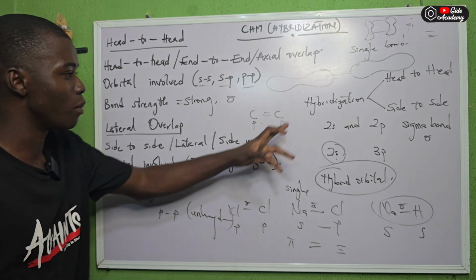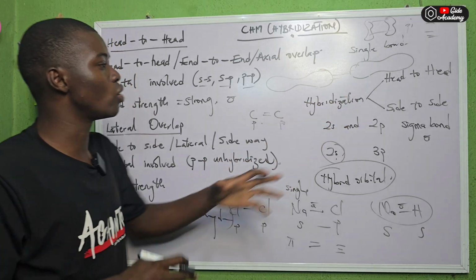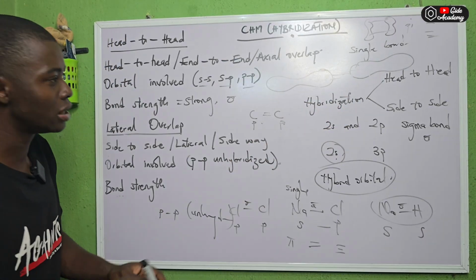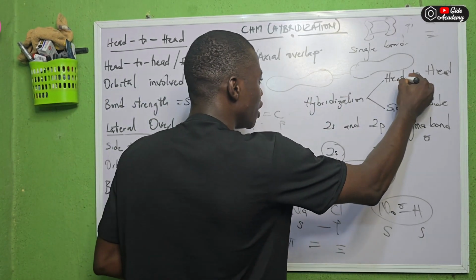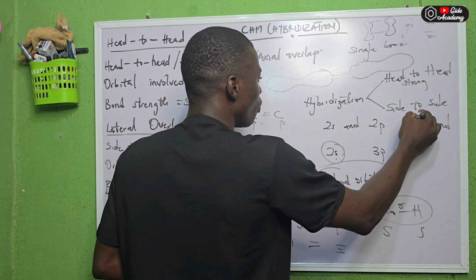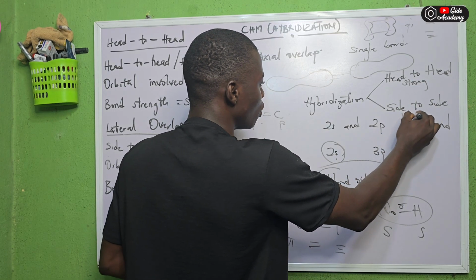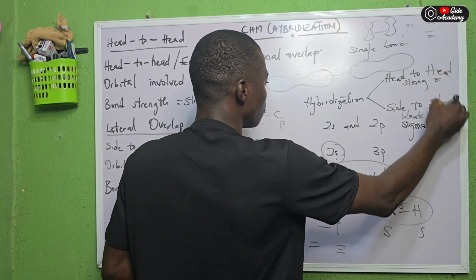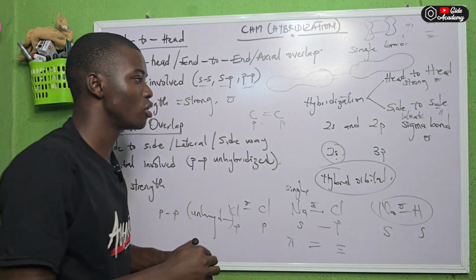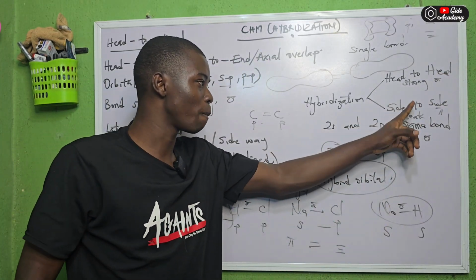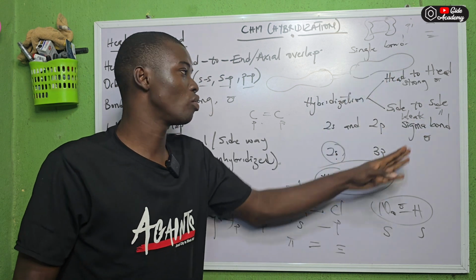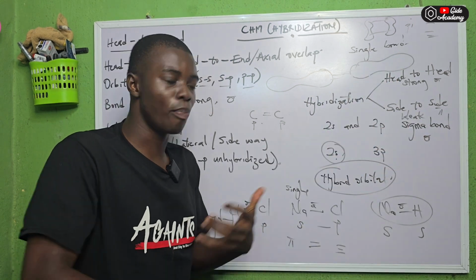Like I said, overlap is divided into two. We have head to head or side to side. Head to head overlap is very, very strong. The bond is very, very strong compared to side to side. Side to side always forms a weak bond. And the kind of bond here is called sigma, while the kind of bond here is pi. So for you to break a sigma bond, you have broken like 10 pi's. So pi bond is usually weak compared to sigma bond.